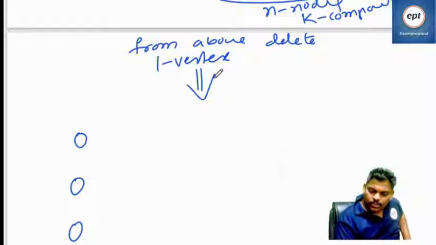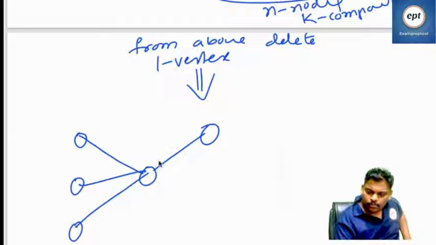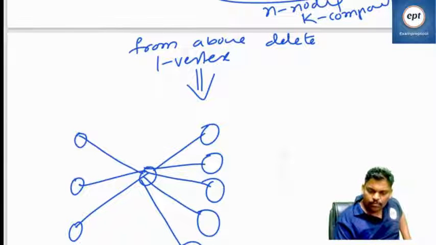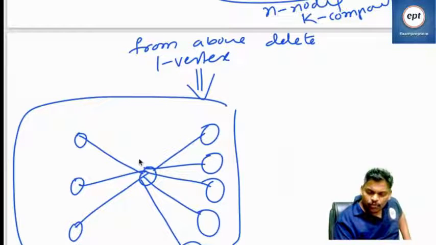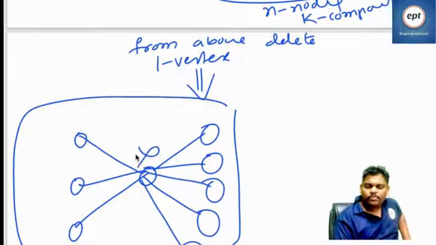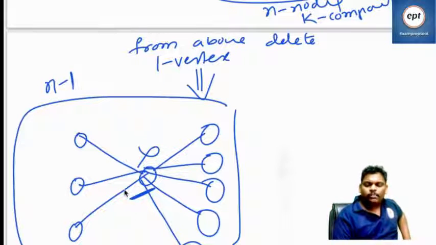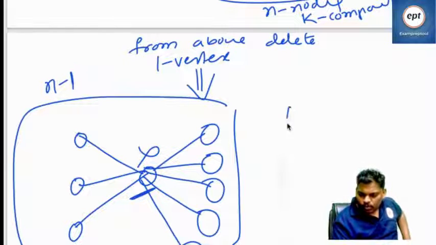Right? Now see this. Minimum k value is 1. So if you delete this vertex, this one component becomes n minus 1 components. So one more graph let me take.